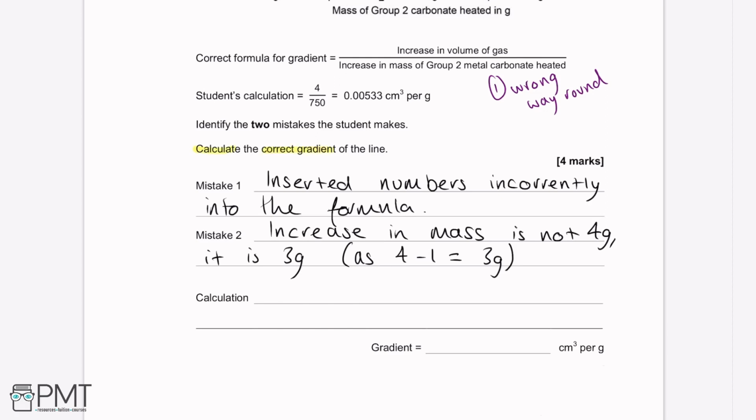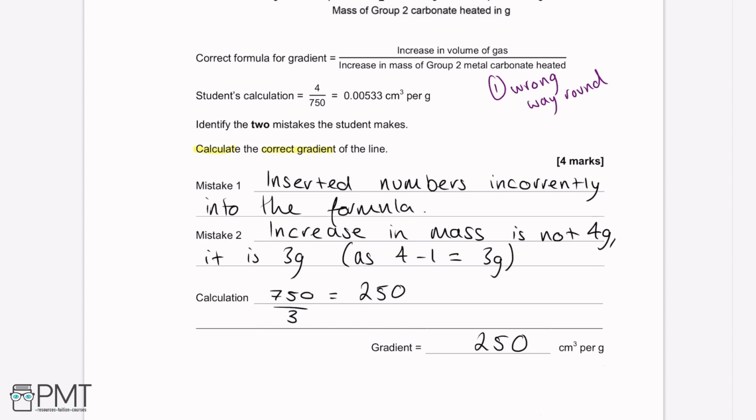Okay? So we've got the formula for the gradient. It is the increase in volume of gas, which we're happy is 750, divided by the increase in mass, which we've now identified to be 3. Okay, so we're doing 750 divided by 3. And if you type that into your calculator, you will get an answer of 250 centimetres cubed per gram.